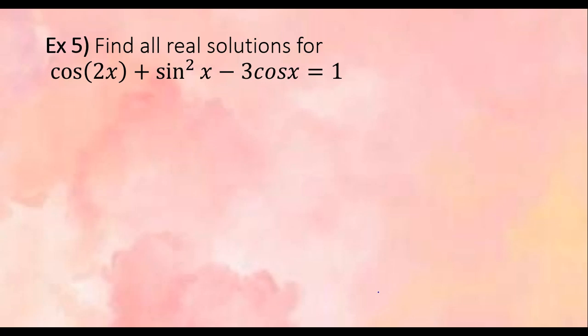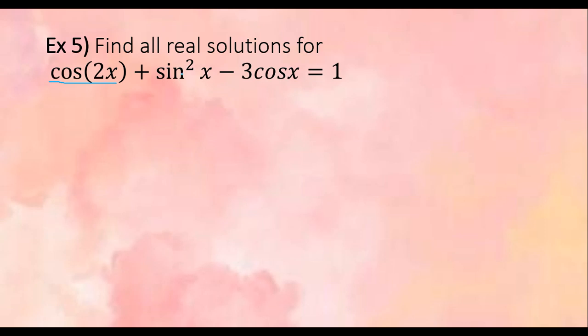So now we're going to start to combine another thing that we learned in chapter 7, which was those identities. Yes. Because I have cosine of 2x.